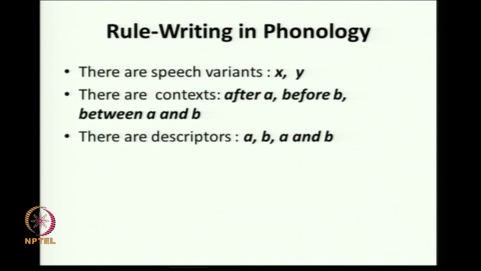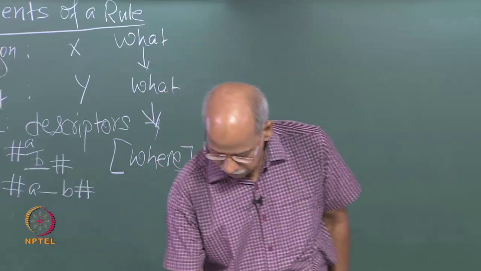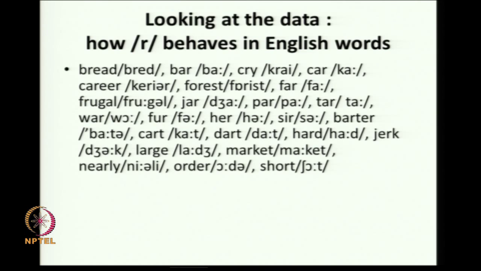So, you know, there are speech variants X and Y, there are contexts after A, before B, between A and B, and there are descriptors A, B or A and B. Simple, let's apply. Look at these data, some words from English, and look at how R behaves, the sound R behaves in English words.